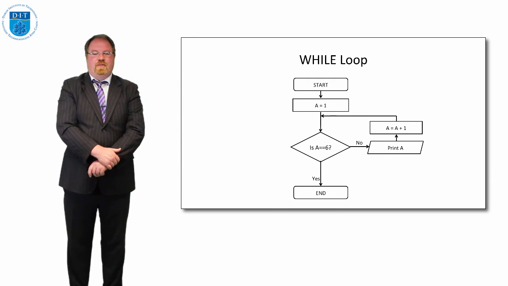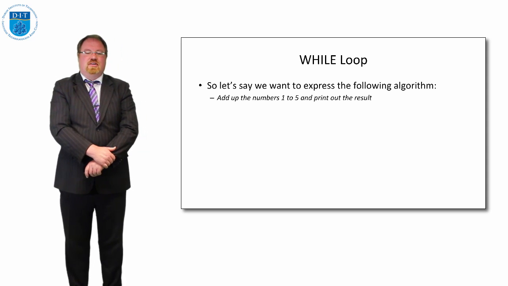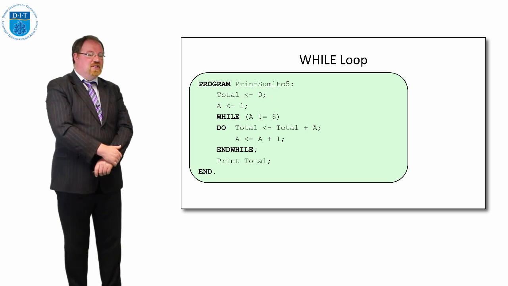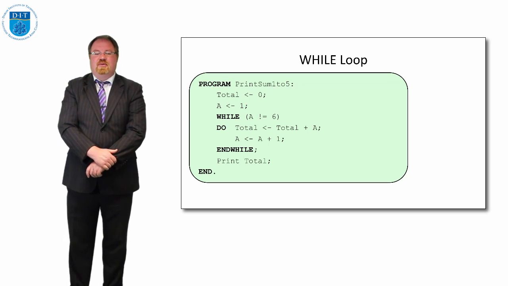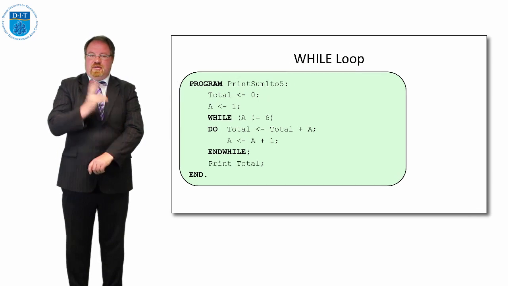the condition. Let's say we want to add the numbers 1 to 5 up and just print out the result using a loop. How we do it is as follows. We'd say print the sum of 1 to 5 would be our program name. Then we'd have 2 variables this time.